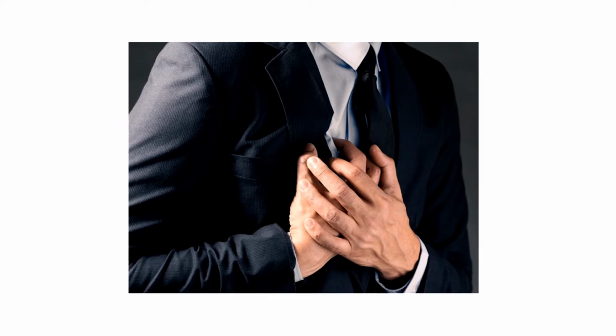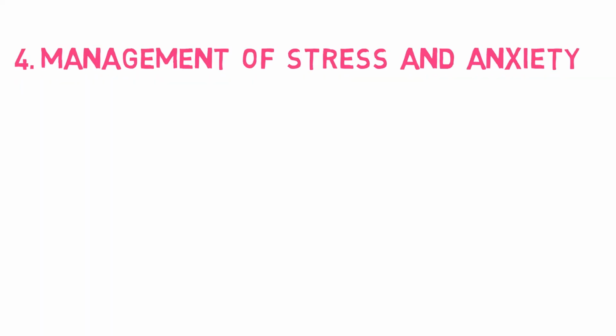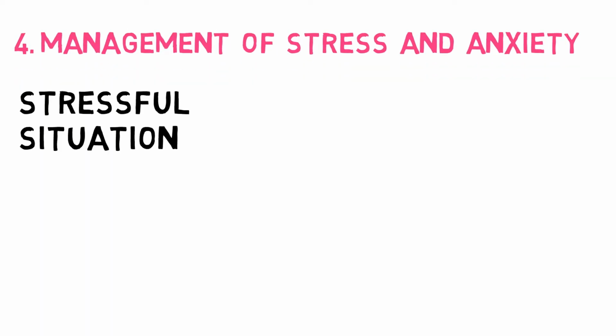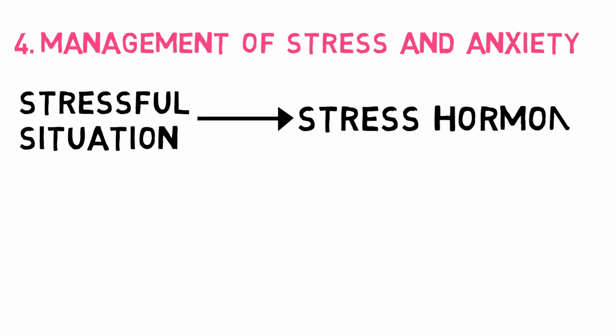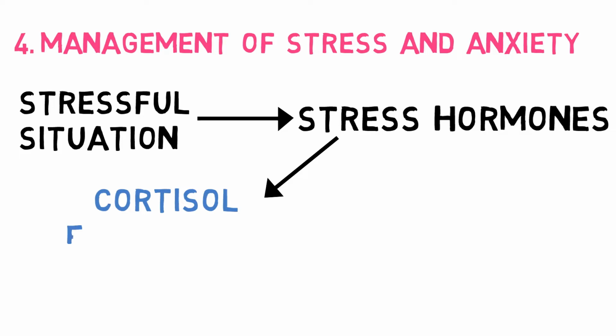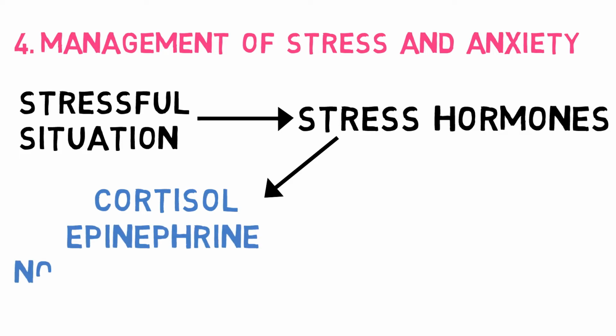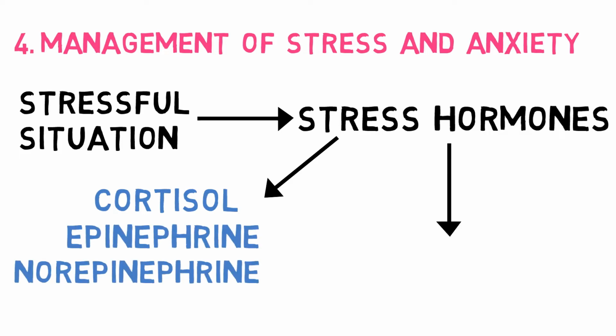Moving on to the next way, that is management of stress and anxiety. Have you ever experienced that when you are in a stressful situation, your heartbeat becomes faster? That is because when you are in a stressful situation, the body produces stress hormones like cortisol, epinephrine, and norepinephrine. Release of these hormones results in acute rise of heart rate and blood pressure. So, you should try to manage stress as much as possible.